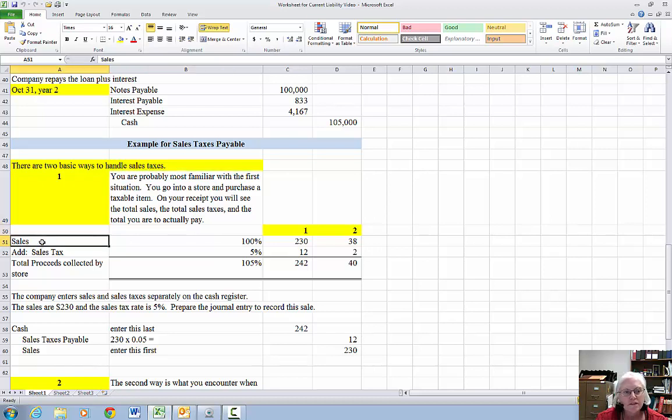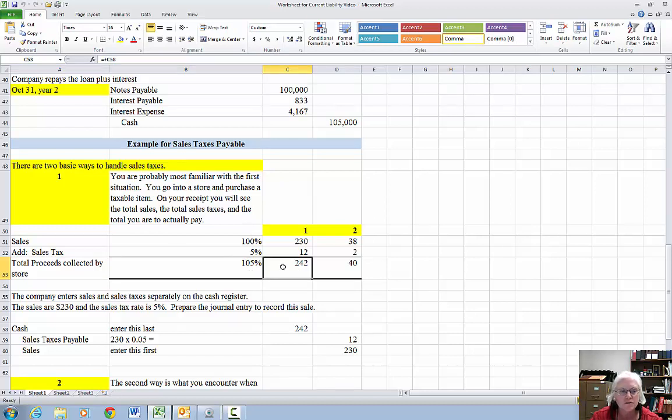So if we look at this, let's pretend that our sales are $200. This is for version 1 right here. $230. We're going to add 5% sales tax, which is $12. And the total proceeds that are collected by the store is 105%, which is $242.